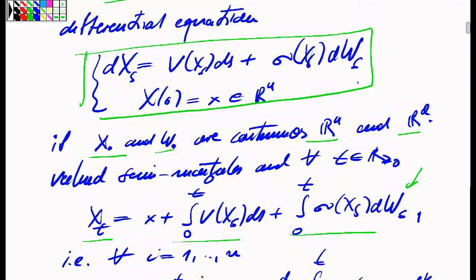Here W typically will be a Wiener process or a Brownian motion in dimension d, but it does not have to be. So in this general formulation, we assume W just to be some semi-martingale, of which Brownian motion, of course, is a particular example.